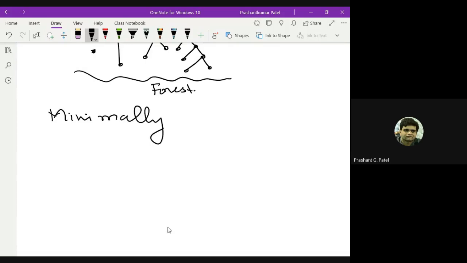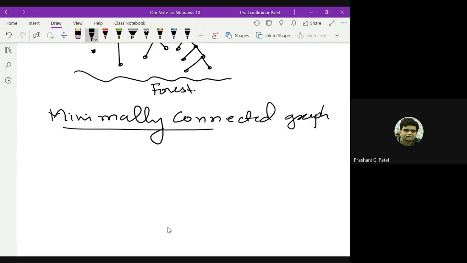connected graph. Minimally connected graph means if you remove one edge from the graph and the graph becomes disconnected after removing that edge, whatever the number of edges there, it's called a minimally connected graph. So you start with a connected graph. It's said to be a minimally connected graph if the graph becomes disconnected when we remove one edge from the graph G. Okay, so let me write a definition.